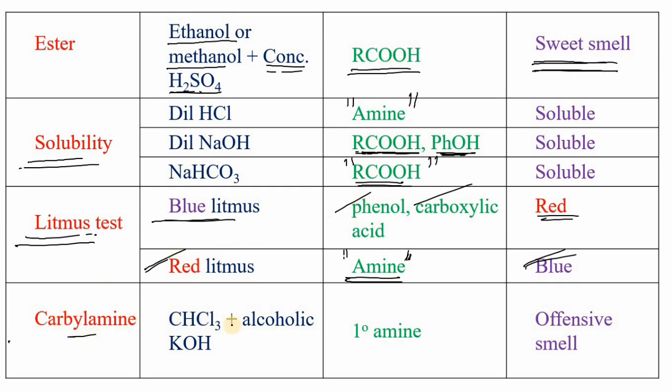Carbylamine test. This one is used for the identification of primary amine, both aliphatic amines and aromatic amines. Primary aliphatic and primary aromatic amines can be identified by using carbylamine test. This one is very, very important. The reagent is chloroform, alcoholic KOH. There is a formation of offensive smell, obnoxious smell, due to formation of isocyanide.